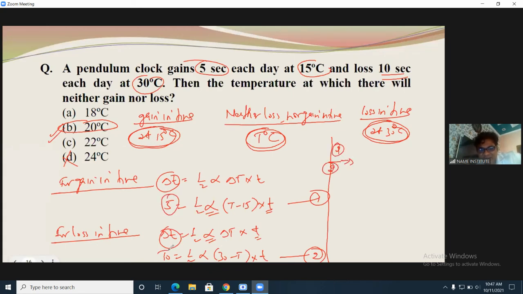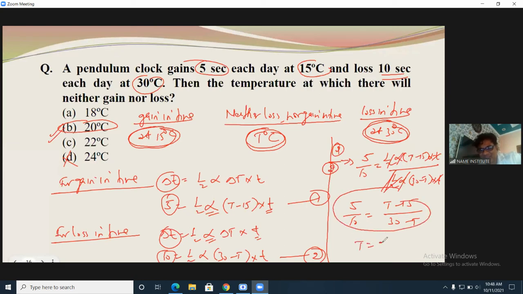Okay, this is 5 divided by 10. Here it is: 5 divided by 10 is equal to 1 upon 2 times alpha into (t minus 15) into small t, divided by 1 by 2 times alpha into (30 minus t) into small t. The 1 by 2 alpha cancels, and small t also cancels. So 5 divided by 10 is equal to (t minus 15) divided by (30 minus t). Solve and get your answer here.